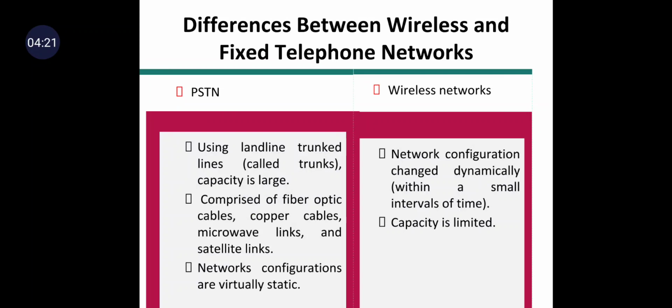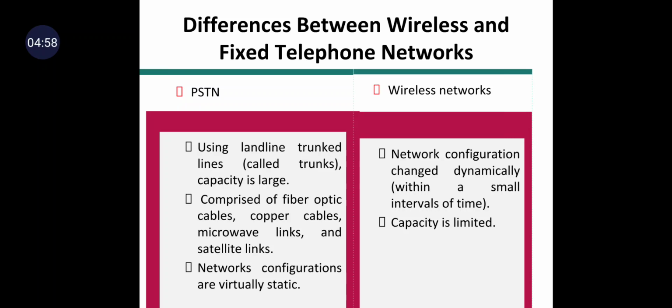Now let's see the difference between wireless and fixed telephone networks. The fixed telephone network is nothing but PSTN. Let's see about PSTN. It uses landline telephones, that is landline trunk lines. They are called trunks. The capacity is large, and it is comprised of fiber optic cables, copper cables, microwave links and satellite links. And the network configurations are virtually static. It is always fixed. There will be no dynamic variations in the networks.